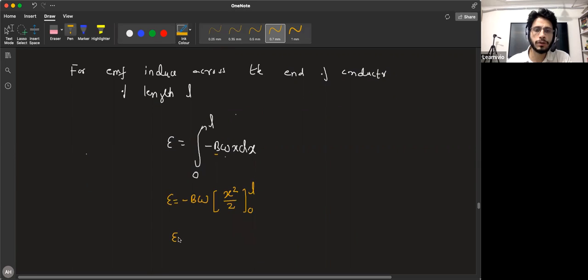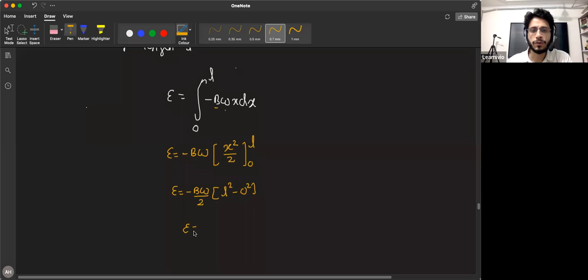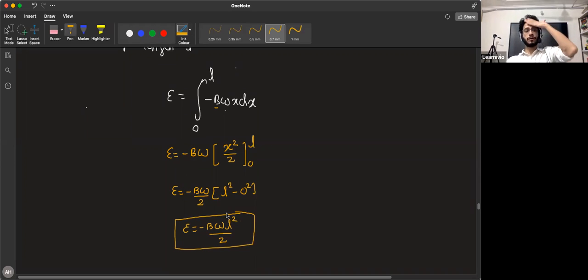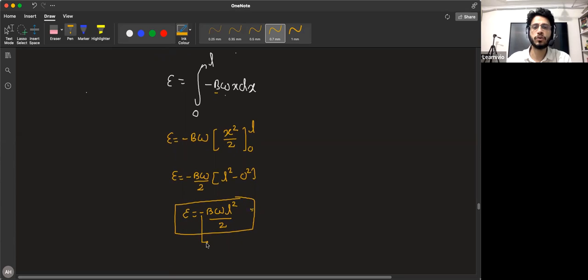It's minus of B omega by 2, and you can substitute the limits: L square minus 0 square. So you can write that the induced EMF is minus of B omega L square divided by 2. This is the EMF induced in the coil. And this negative sign again shows Lenz's law. Negative sign always represents Lenz's law. This is it.